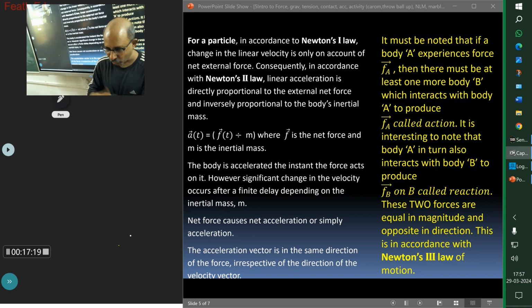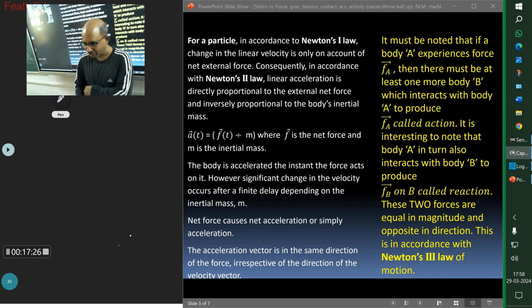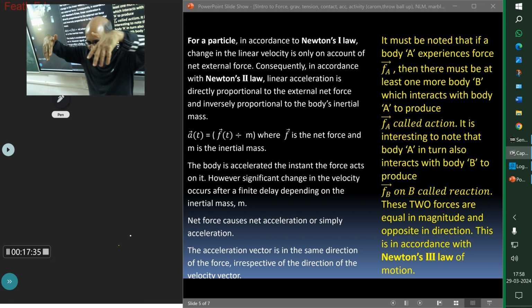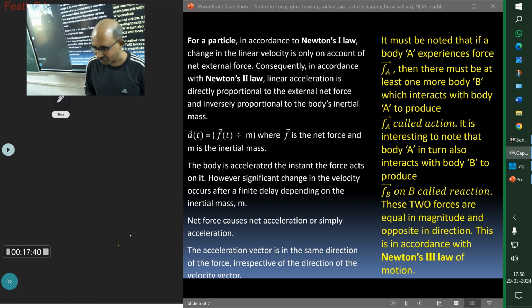Understand? I am able to walk because I am kicking the earth and earth is kicking me. If there is no earth beneath me, imagine you are in the air, then you cannot walk. If somebody lifts you by your shoulders and your feet are hanging, then they will be hanging only, you cannot walk. You will not move forward. Understood? So the idea here is, if body A experiences force Fa bar, then there must be another body B which is responsible for Fa.